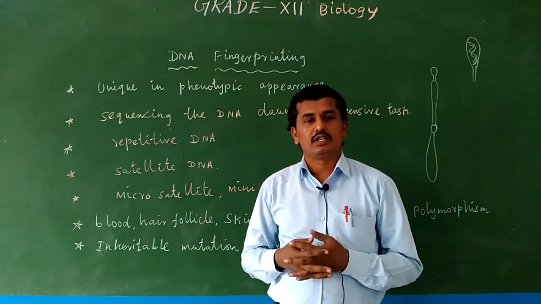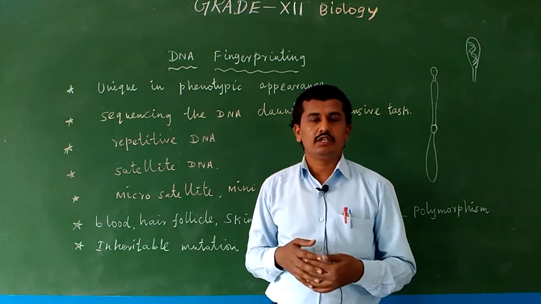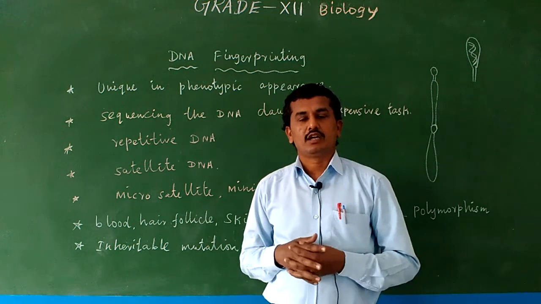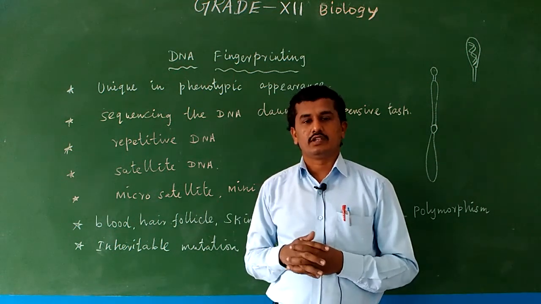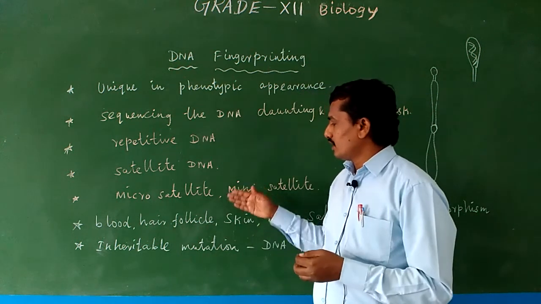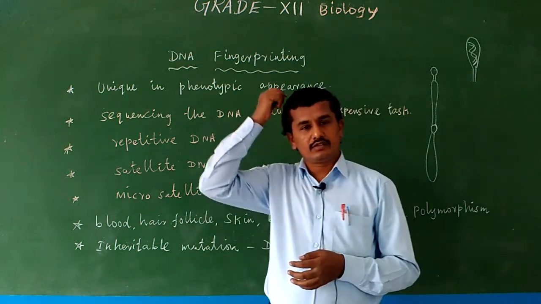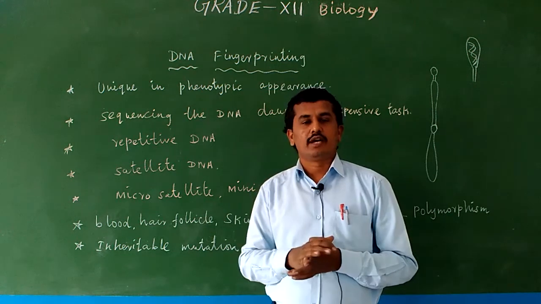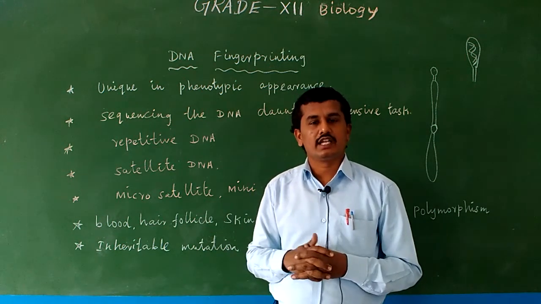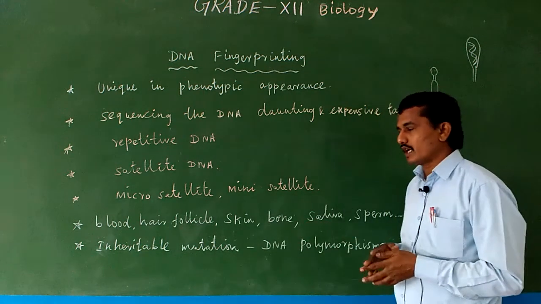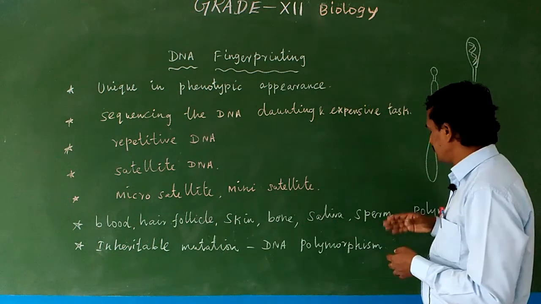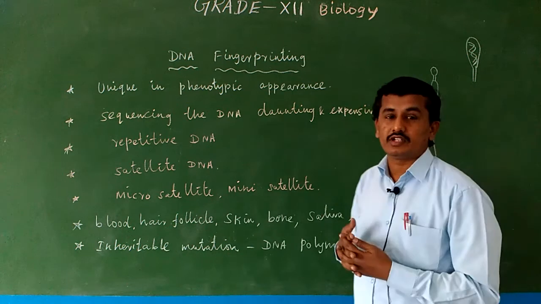Even in humans, all the cells contain DNA, we know. RBCs may be enucleated in the mature state. WBCs contain a nucleus, and platelets also, and the hair follicle, the base of the hair, the starting point of the hair, also contains DNA cells. Skin contains cells, bone contains cells, and saliva and sperm also contain some cells and DNA.